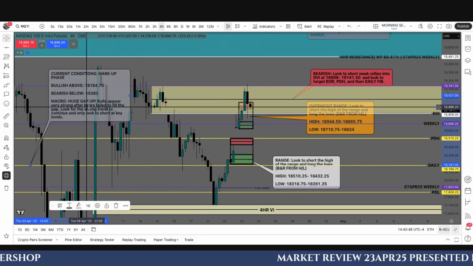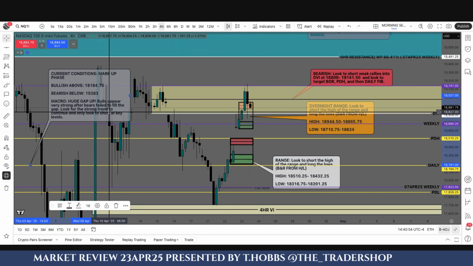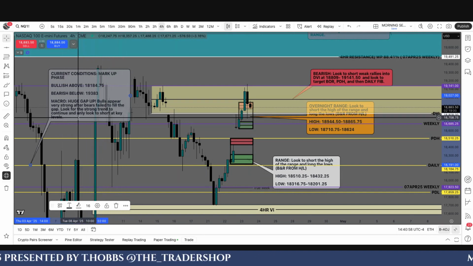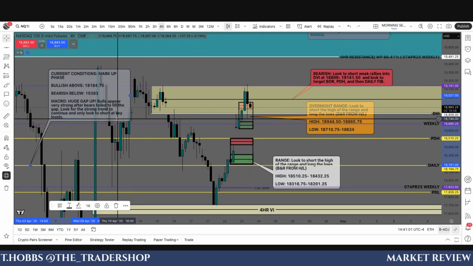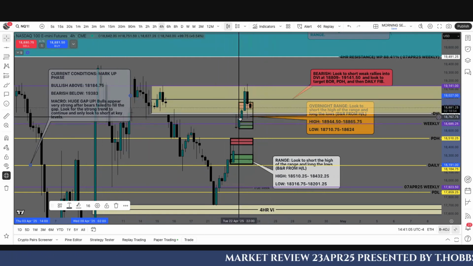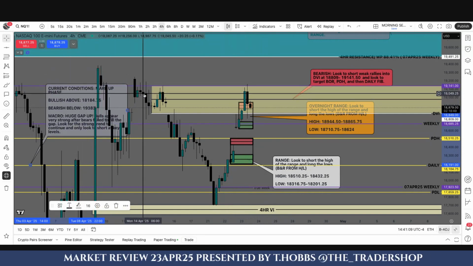Macro, we had a huge gap up. Bulls appear to be very strong. Macro is just my thoughts on the full context of the market. The bulls appear to be very strong after bears failed to fill the gap. Look for the strong trend to continue and only look to short at key levels, which is where we started the day. We started the day at a key level. I'm looking to get short at this key level, period, point blank.